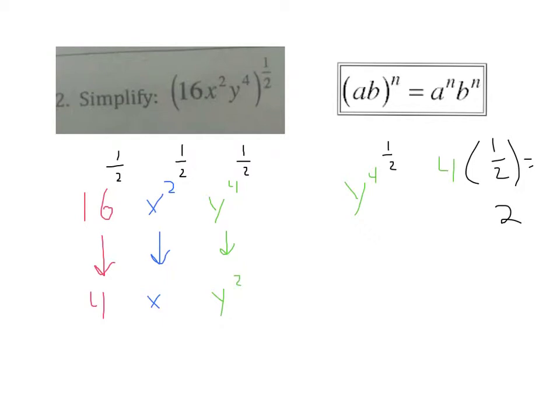And so now all these things are just being multiplied together. So we get a final answer of 4x y squared. And that is what we get when we simplify 16x squared y to the 4th all raised to the 1/2 power.